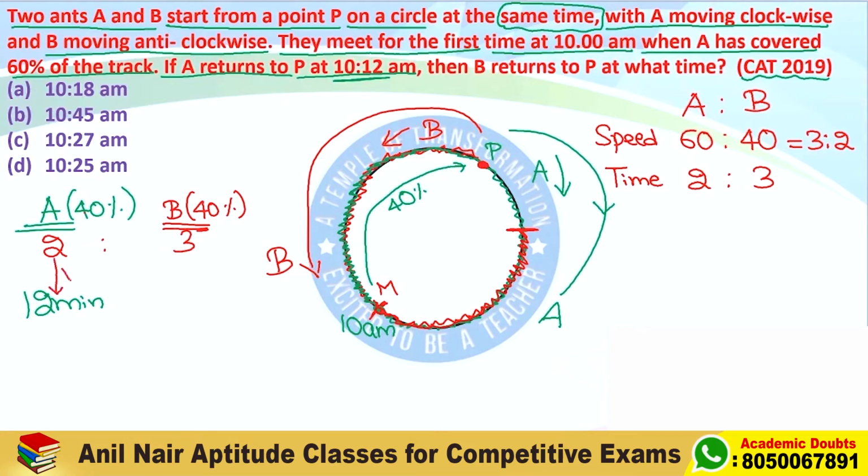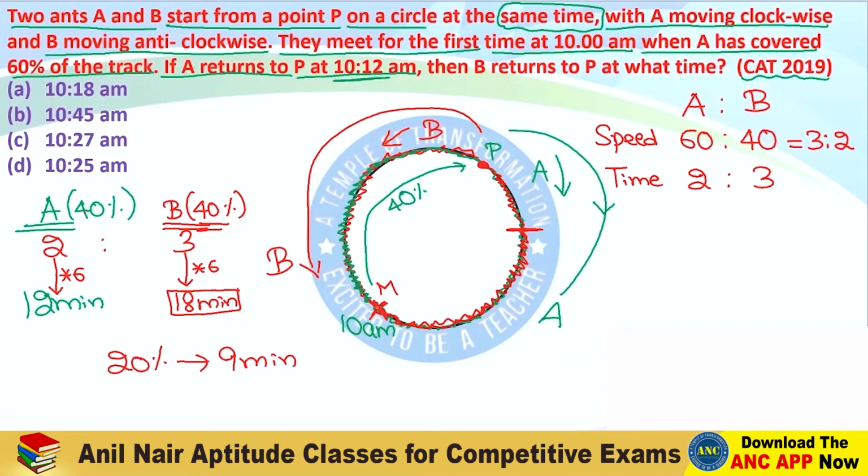To cover 40%, A will take 2 minutes according to the ratio. According to the question, it is 12 minutes. 2 into 6 is 12. To cover the same 40%, B will take 3 minutes according to the ratio. According to the question, 18 minutes. So to cover this 40% of distance from M, B has taken 18 minutes, right? But another 20% is remaining right now. For 40%, it will take 18 minutes. For the remaining 20%, it will take half of 18 minutes, 9 minutes.